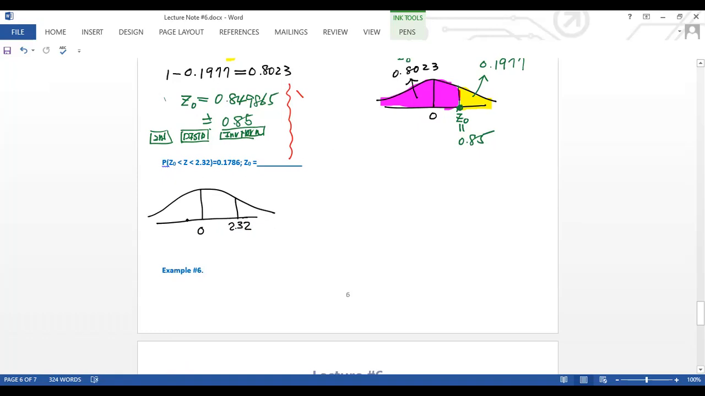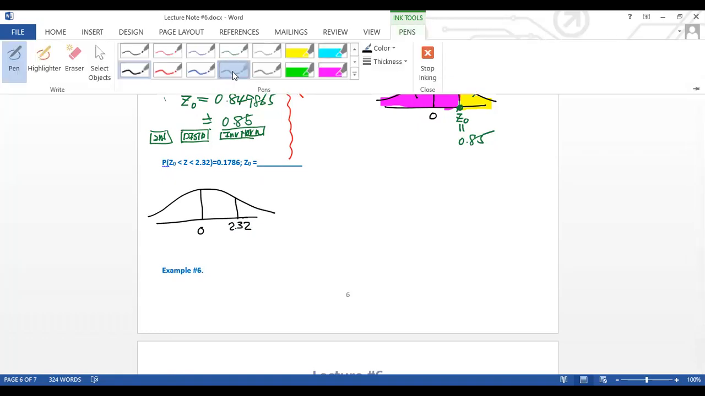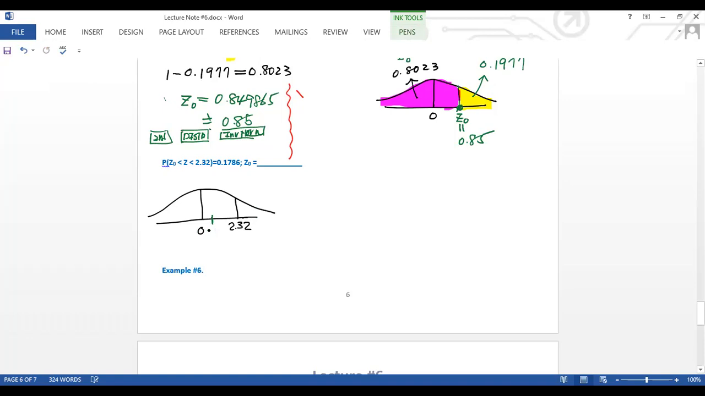So z0 could be here, could be there, I don't know. So in here, let's say probably is here or probably here, doesn't matter. But we're still looking for the area in between, right? Well, how do I do that? So how do I do that here? Okay, so now let's think, right?